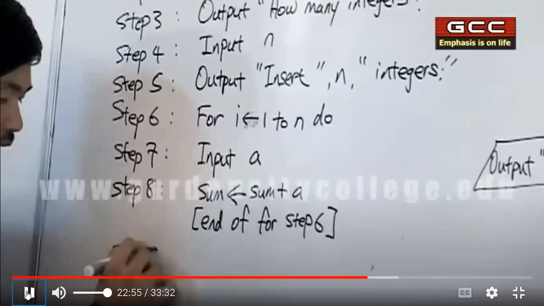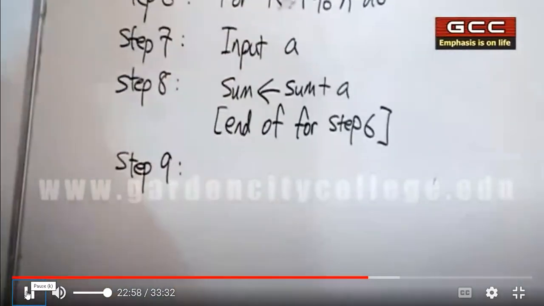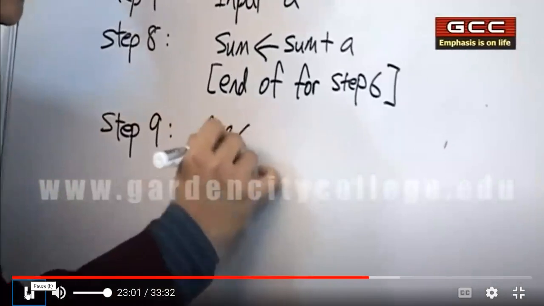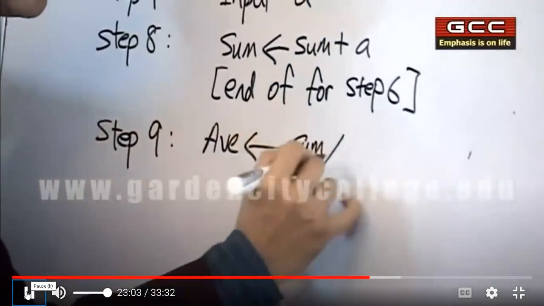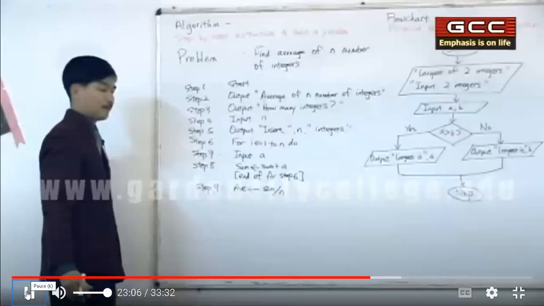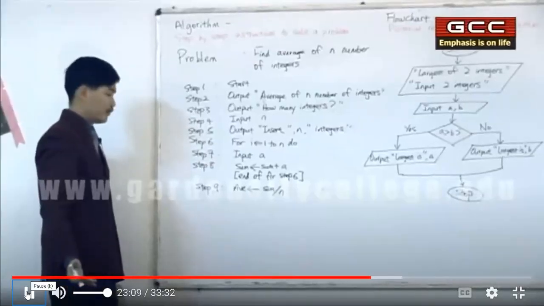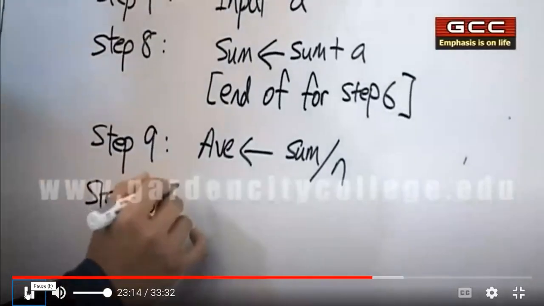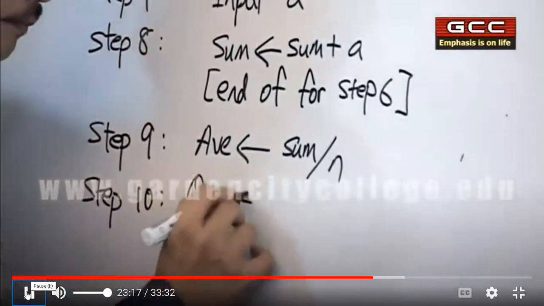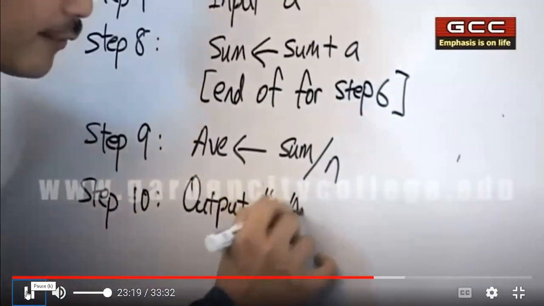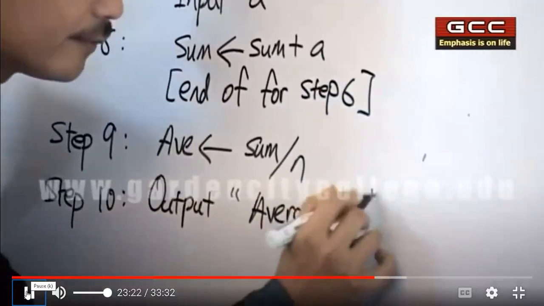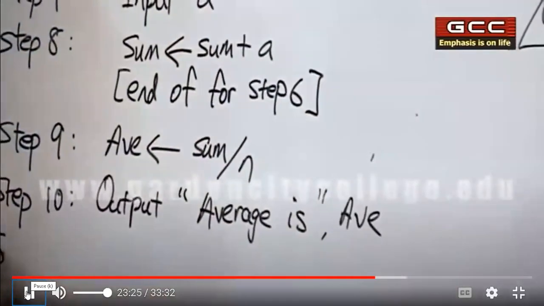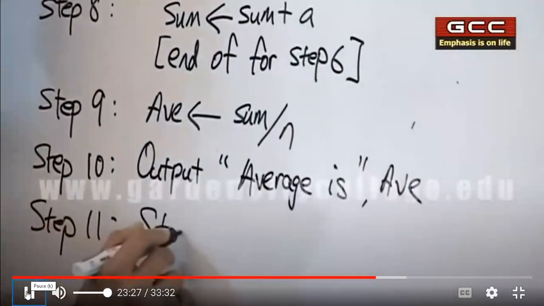Then step 9. Because you can have what is known as an endless loop. You can have something that is looping, looping and will never stop. Over here, we want to find the average. So AVE is assigned to sum divided by n. Okay, so then we can solve it this way. Finally, step 10, we have output: average is AVE. Step 11, we stop.